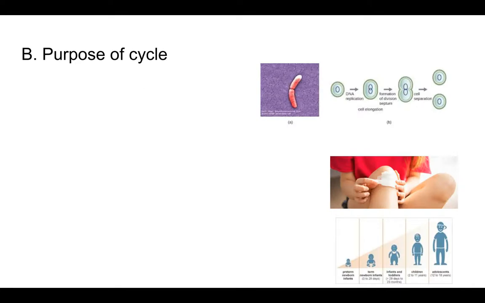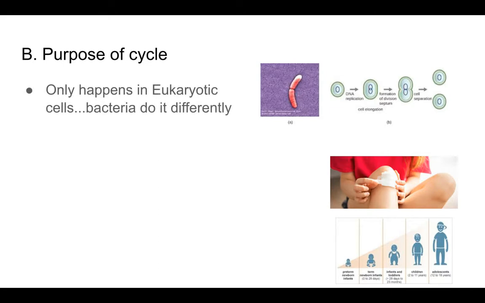Next section of our notes, let's talk about why cells even exist within a cycle. Keep in mind that the cell cycle, when we talk about that diagram that we just labeled, is only occurring in eukaryotic cells. So I've given you a picture of a prokaryotic cell. Here's a bacterial cell. They don't do what we just talked about in that diagram. They do a different process called binary fission.